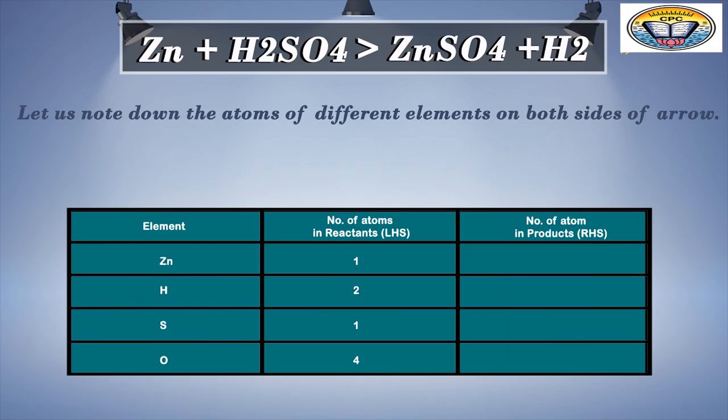Now let us move on to the number of atoms in the products: zinc 1, hydrogen 2, sulfur 1, oxygen 4. We observe that the number of atoms on the product side is equal to the number of atoms on the reactant side. Hence we say this is a balanced chemical reaction. Now let us balance a chemical reaction.